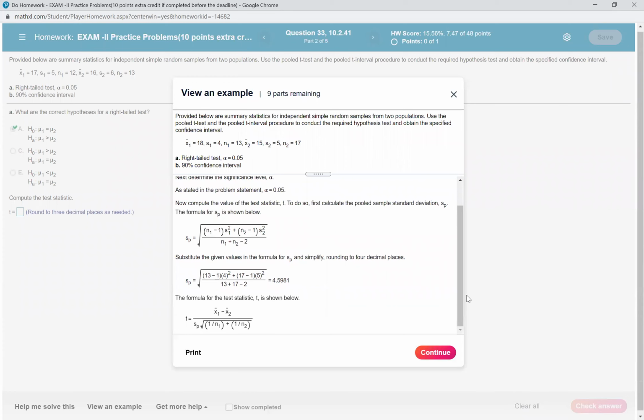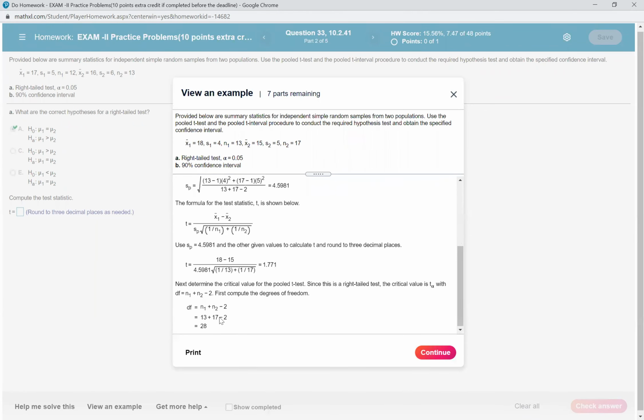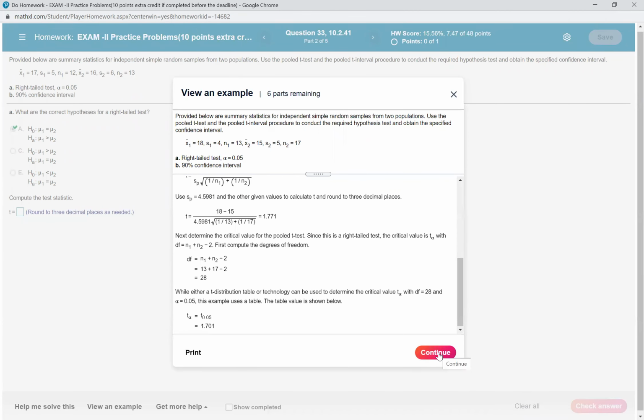Then you will find the critical value. After simplifying this, we found the test statistic for this example is 1.771. Then you calculate the degrees of freedom, which is n1 plus n2 minus 2. For this example, this is 13 plus 17 minus 2. n1 is 13, n2 is 17, and minus 2, which is 28.